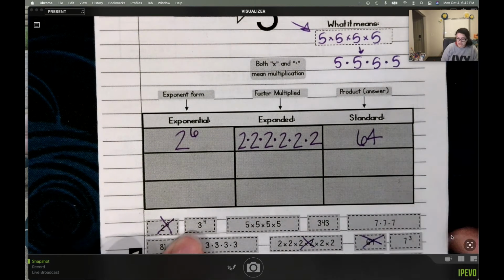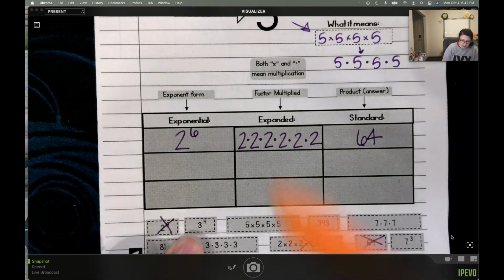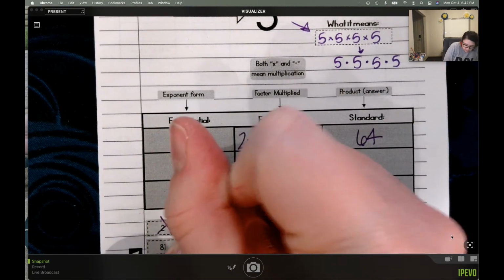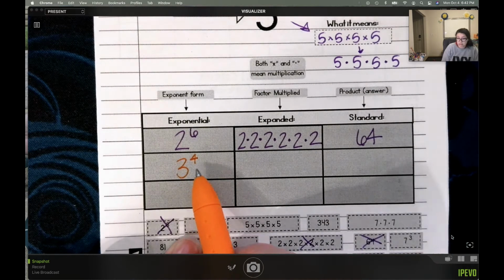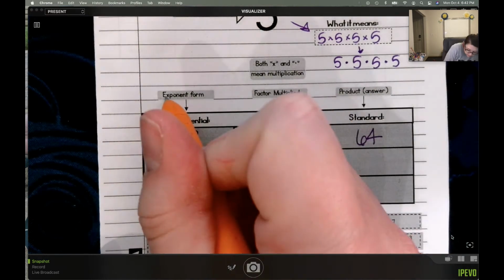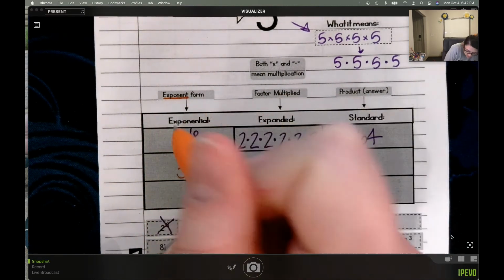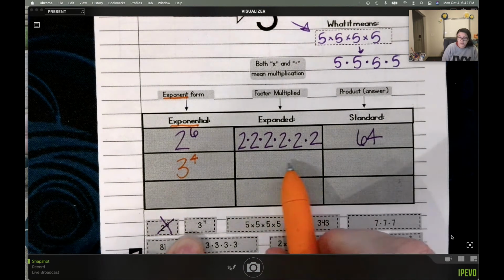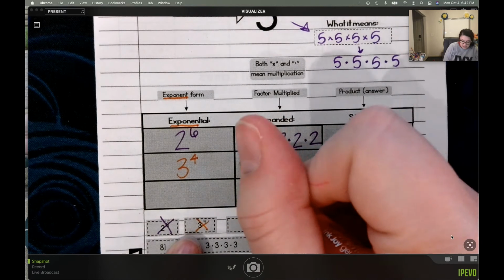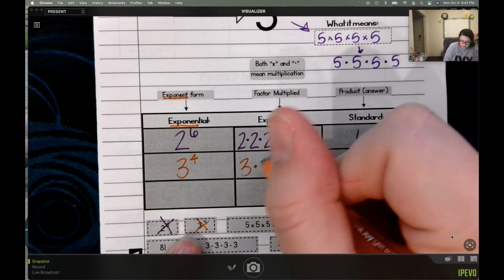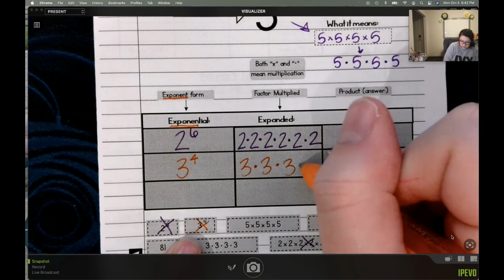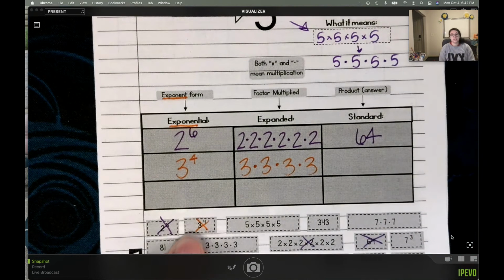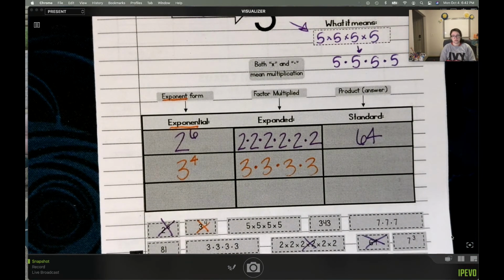The next example that they give us is 3 to the 4th power. That's exponential form. If I have an exponent, it's exponential form. The first few letters of exponent are in exponential form. What would that look like expanded? How many times would I multiply 3? 4 times. 3 times 3 times 3 times 3.